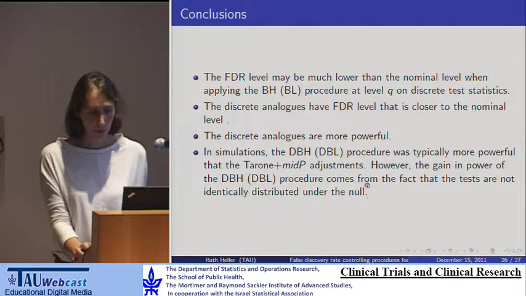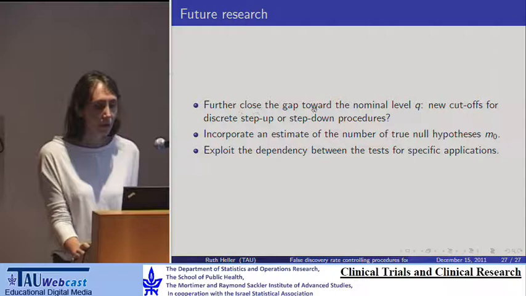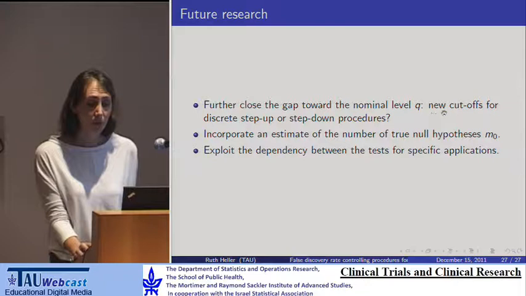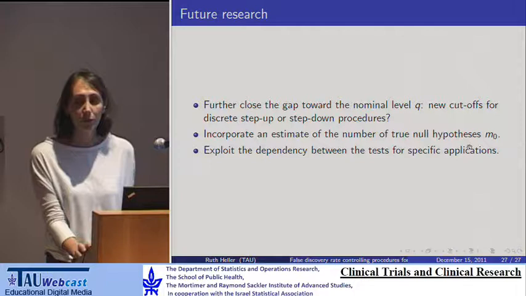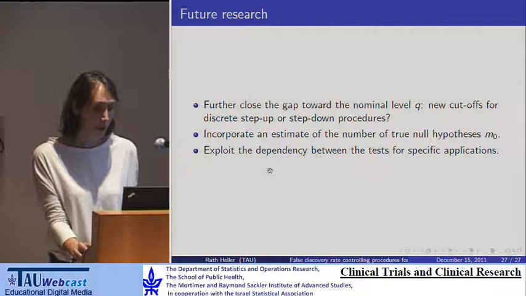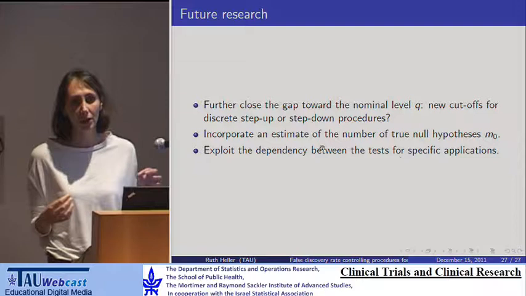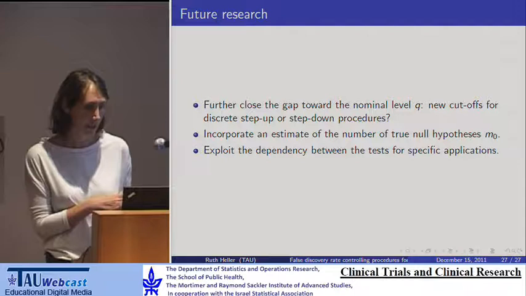Future research will be to further close the gap towards the nominal level Q. There's still room for improvement. Perhaps use new cutoffs for discrete step-up or step-down procedures. Another thing to do is to incorporate an estimate of the number of true null hypotheses. And finally, exploit the dependency between the tests for specific applications. For example, in GWAS, the SNPs are actually associated, and we can exploit this dependency.